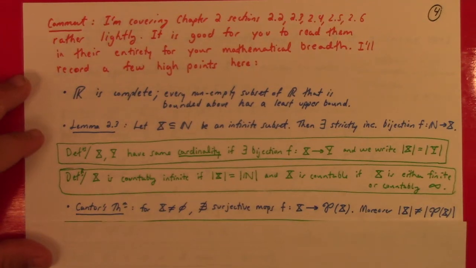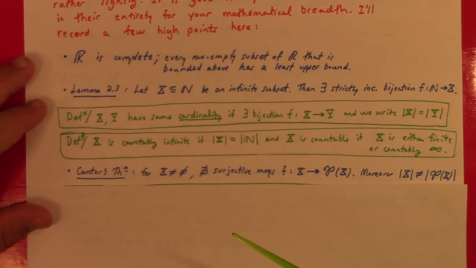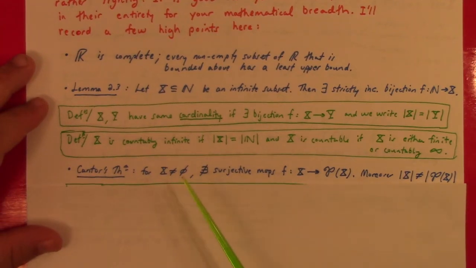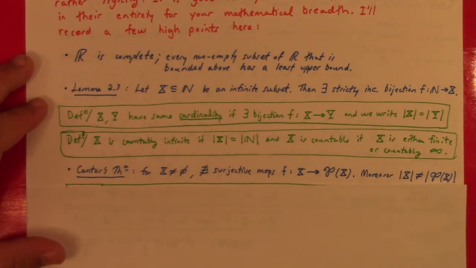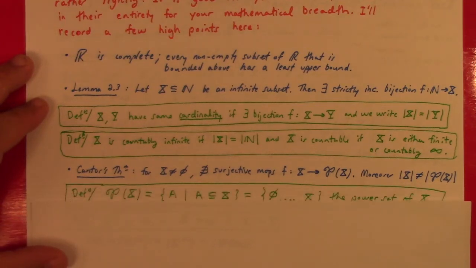Cantor's theorem is an important one. Cantor's theorem says that for x non-empty, there does not exist a surjective map f from x to the power set of x. Moreover, the size of x is not equal to the size of the power set, which of course begs the question, what do you mean power set?